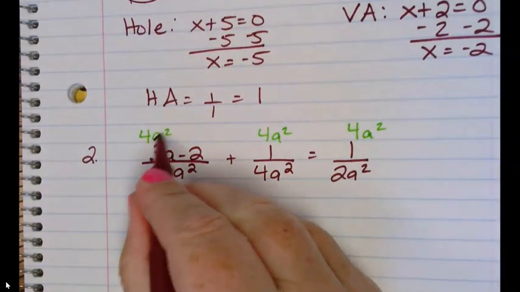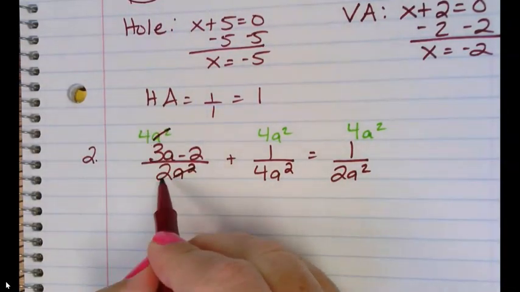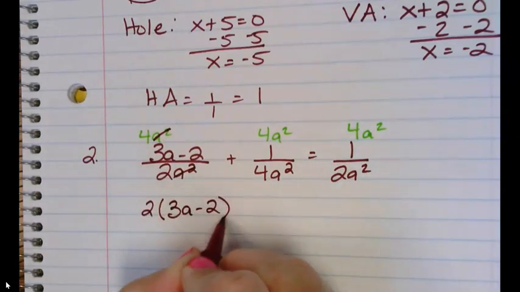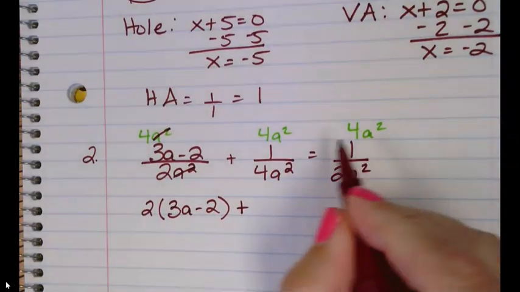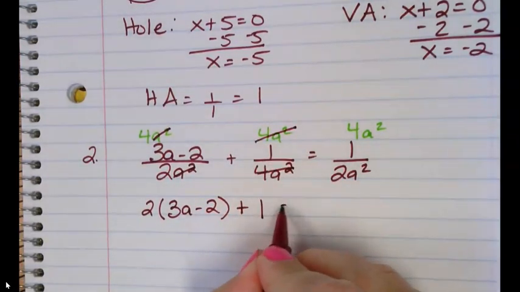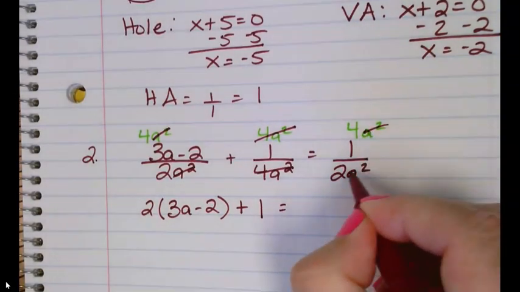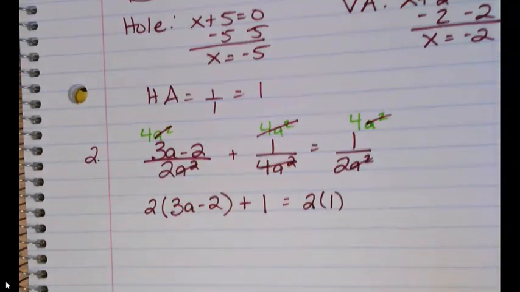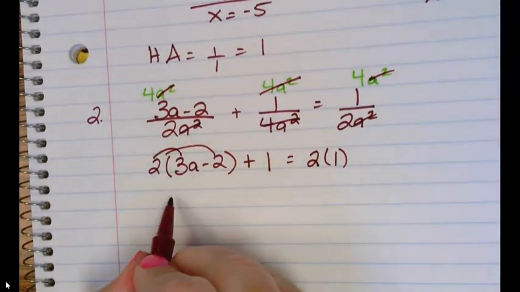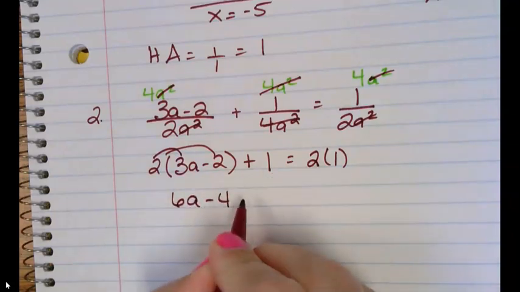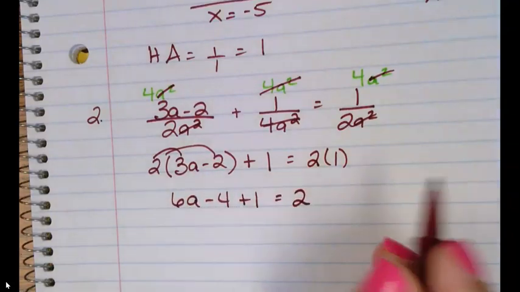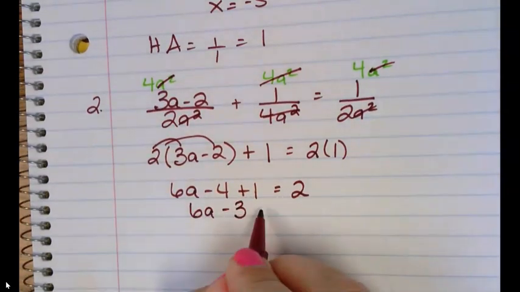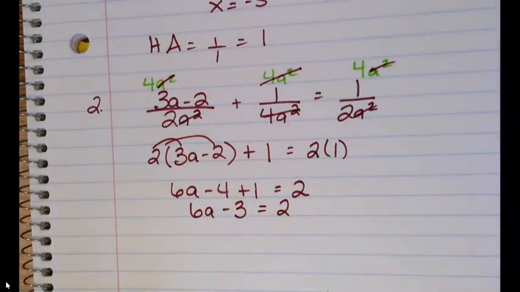Okay, so the a squares cancel. 4 divided by 2 is 2, and this is 3a minus 2, plus 4a squared over 4a squared, the a squares cancel, and we're left with a 1. Then 4 divided by 2 is 2 times 1. Distribute, so we get 6a minus 4 plus 1 equals 2. Since these are on the same side, I'm going to go ahead and combine them. And now we just solve.